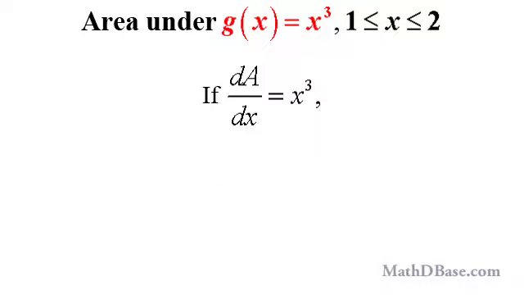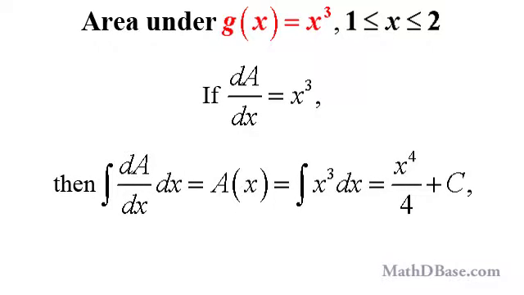If the derivative of A of x with respect to x is equal to x cubed, then taking the antiderivative of the derivative of A of x, which is A of x, will be equal to the antiderivative of x cubed, or x to the fourth over 4 plus a constant, applying the power rule, for all x in the closed interval from x equals 1 to 2.